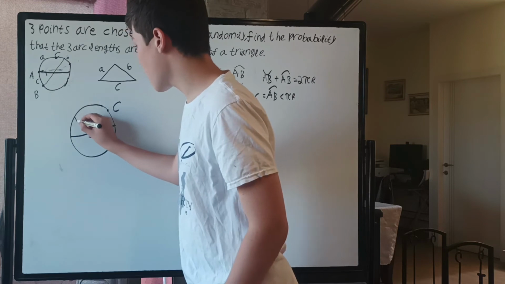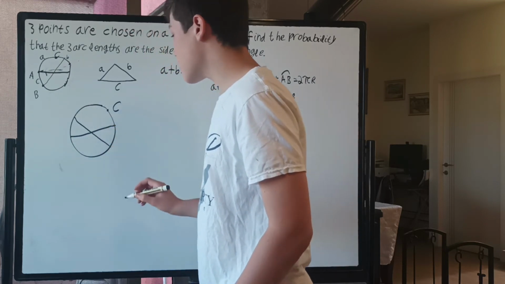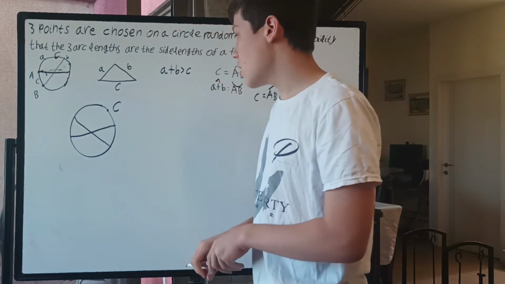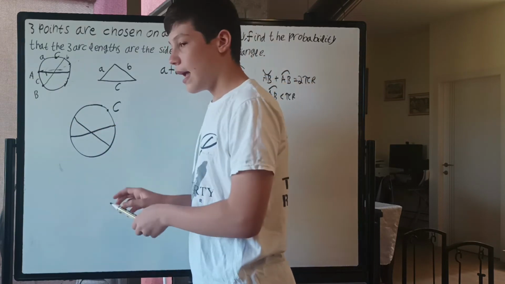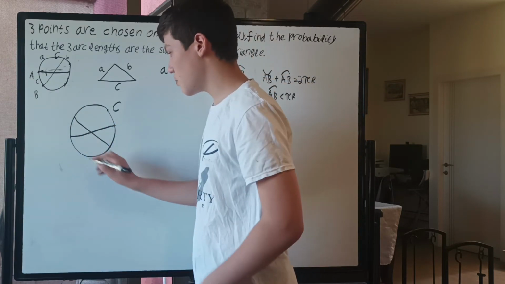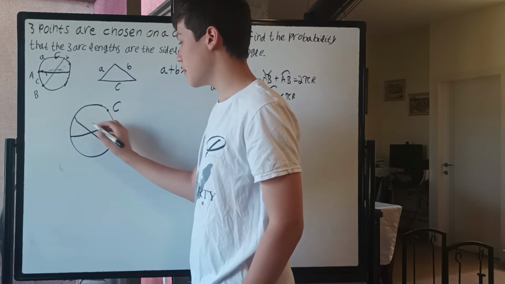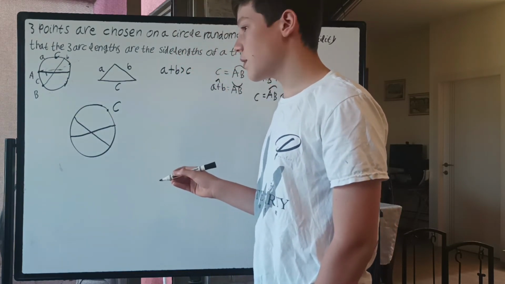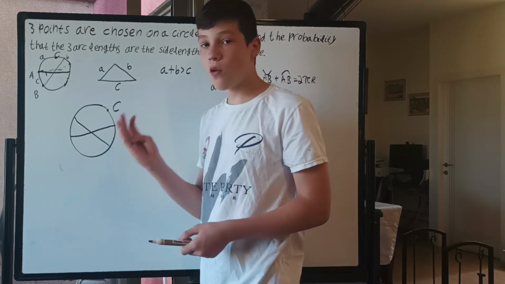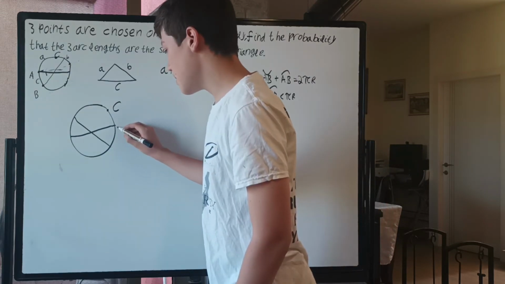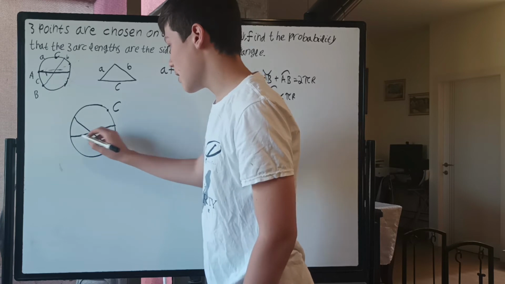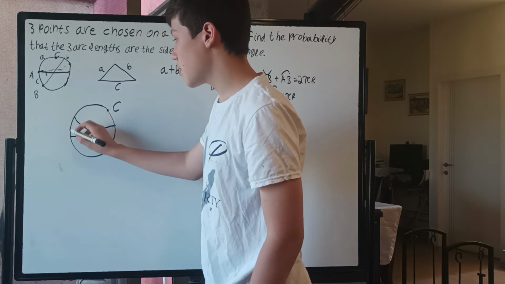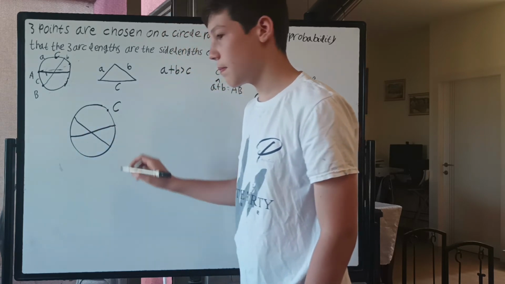And we'll do a similar thing for A. Random diameter and one of its edges. So B will be either here or here, and A will be here or here. So now we have four cases. B is here, A is here. B is here, A is here. B is here, A is here. B is here, A is here.